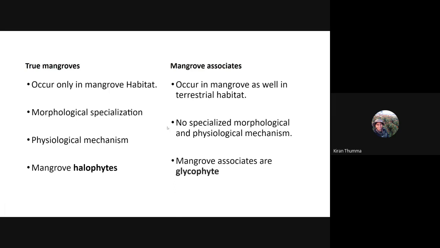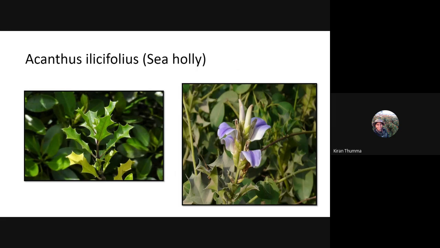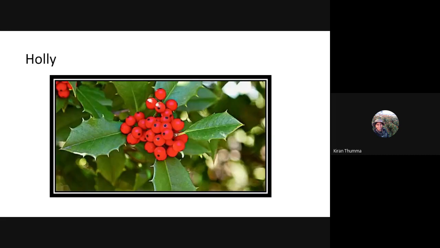Mangroves are salt tolerant, but mangrove associates are not that salt tolerant. They can't tolerate salt. They can to a small extent, but not as much as a mangrove can. So this sea holly is also known as Acanthus ilicifolius. It has a spiny edge on the leaves, and this is one of the commonest species of mangrove associate which you will see in a mangrove habitat.